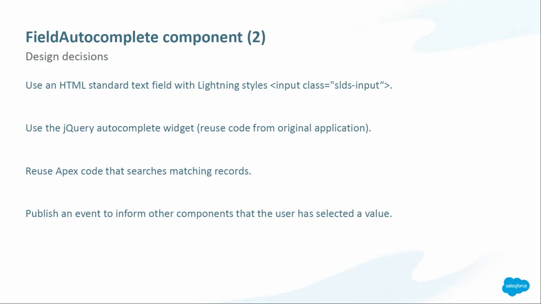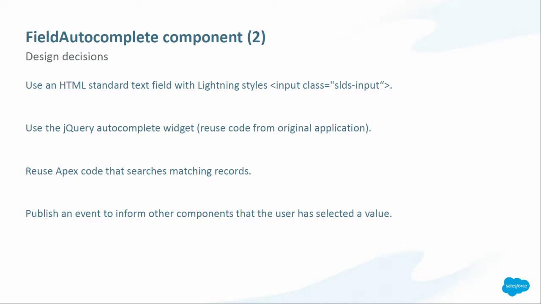So in the design stage, we took some decisions about how we were going to code this component. For example, we decided that we are going to use a text field that is a standard HTML field, and we were going to add the Lightning styles. This is something that you can do, just add the CSS class, and that is going to add the style to your field. Another thing that we were focusing a lot on was to reuse most of the code.